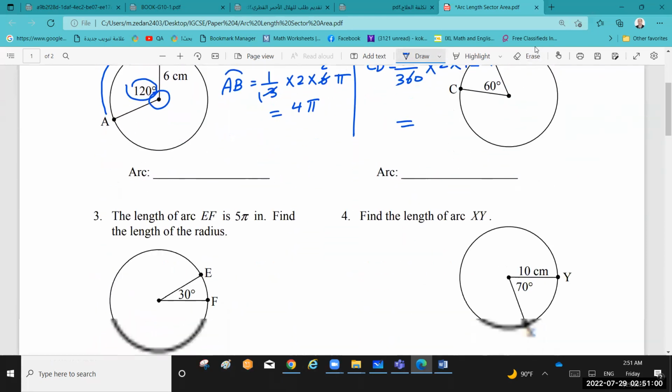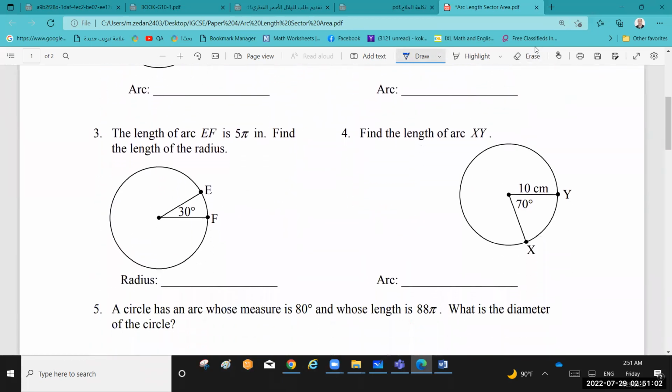Let's go to the next question. The length of the arc EF is 5 pi. Sometimes you are given the length of the arc and asked to find the radius. What is the radius now? You apply the same formula. You just write the angle theta. You start with the rule directly, 330 over 360 times 2 r pi, I don't know the r, no problem, is equal to the arc length EF, which is 5 pi.